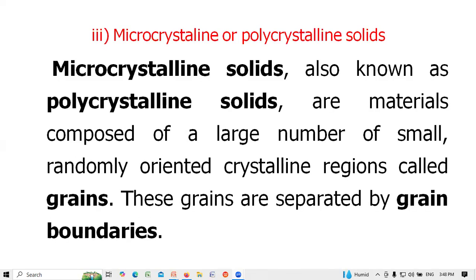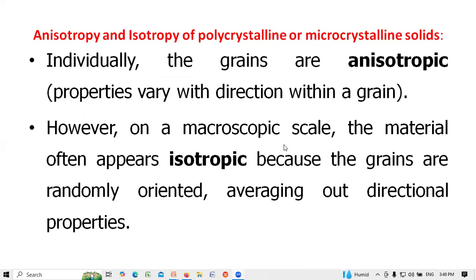Pseudo liquids: these are also associated with amorphous substances that show some solid-like properties but lack the crystalline structure. Microcrystalline or polycrystalline solids. Microcrystalline solids, also known as polycrystalline solids, are materials composed of a large number of small, randomly oriented crystalline regions called grains. These grains are separated by grain boundaries.